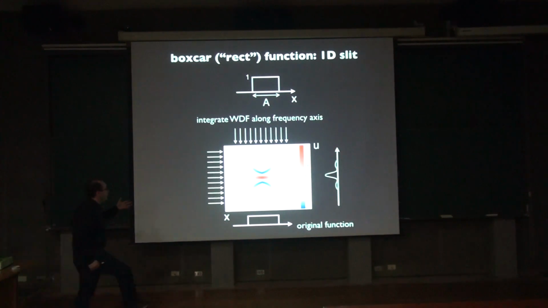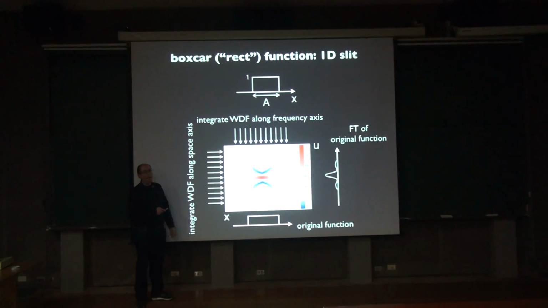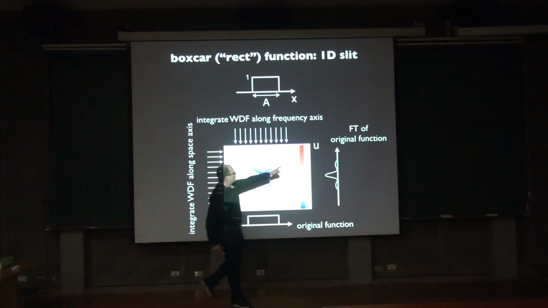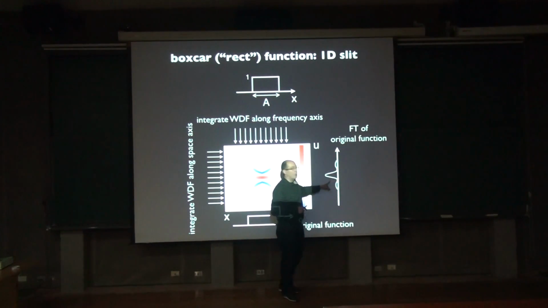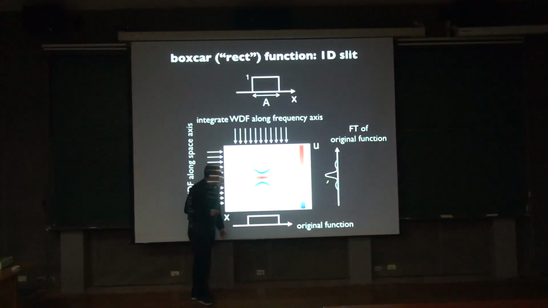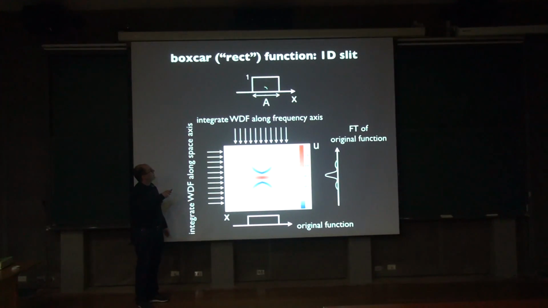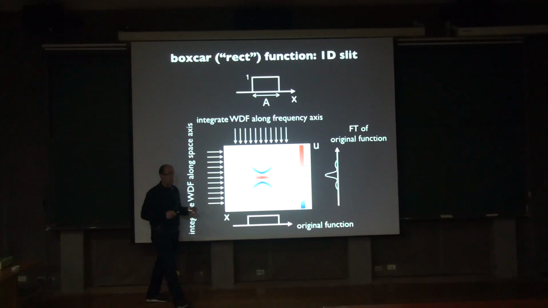Okay, if you integrate along this axis, what you recover actually, this is a mistake, it should say the Fourier transform magnitude square of the original function. And in the case of the boxcar function, this is of course a sinc square.